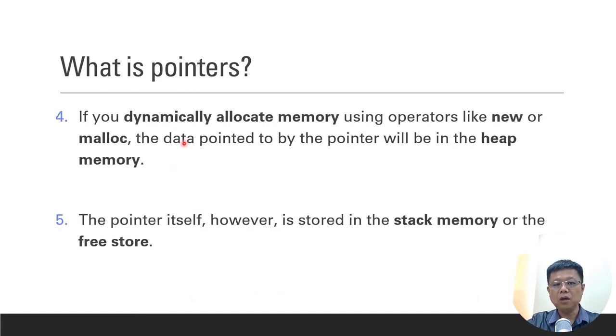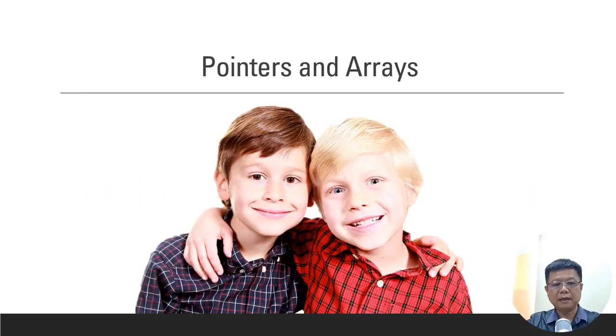But if you call for dynamic memory allocation like new or malloc, which you will learn in the next video, we can temporarily create a pointer and then delete it if we don't need it, to release the memory. So the data pointed to by the pointer will be in heap memory, where we can remove it anytime we want. The pointer itself, however, is stored in the stack memory. Okay, I hope this is clear.